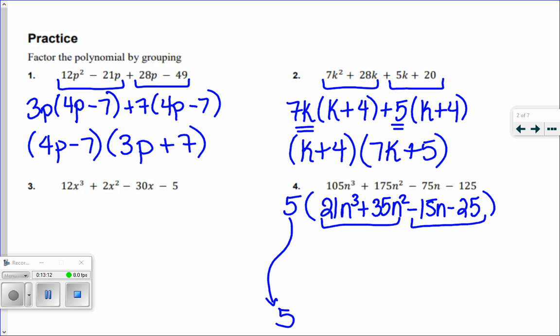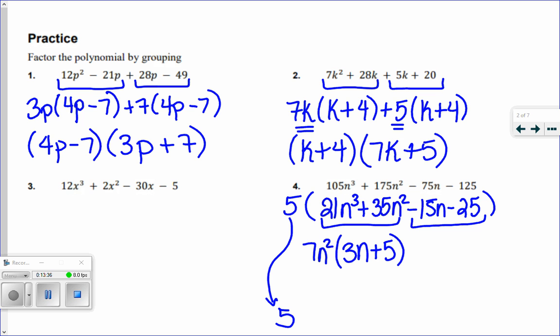21 and 35 have a 7 in common, and n to the third and n squared have n squared in common. That's my lowest power, so that's my GCF. So 7n squared is what I can factor here. That leaves me with 3n plus 5, because 21 divided by 7 is 3, 35 divided by 7 is 5, and I still have an n in the first term there. Okay, so that's the first one.